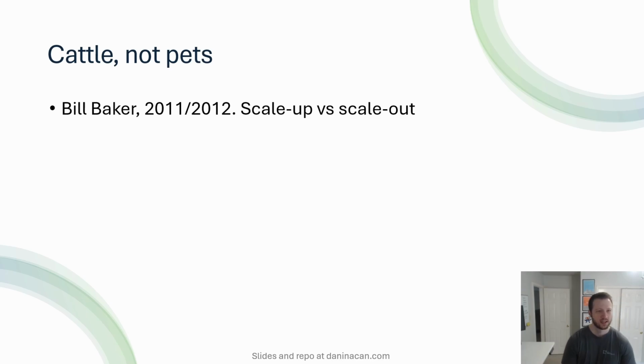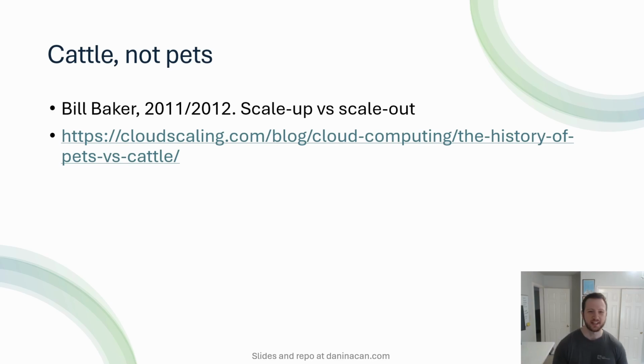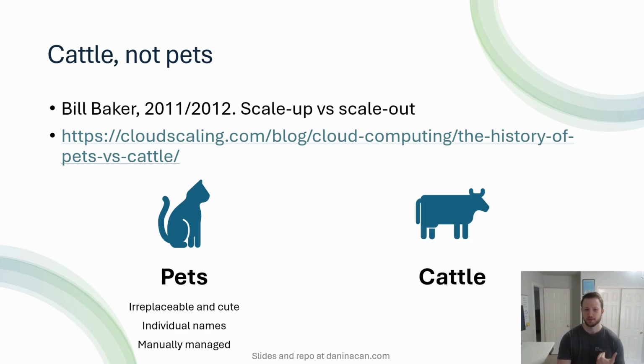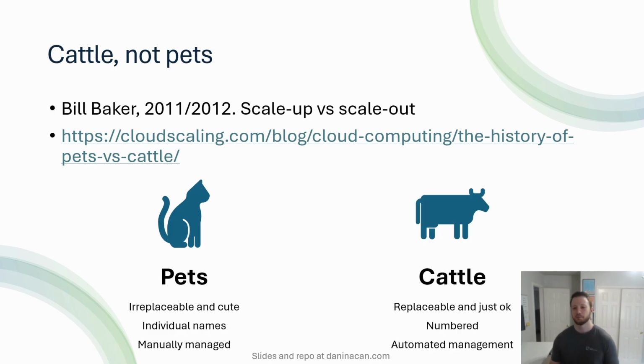Okay, now the final thing for these infrastructure concepts is this idea called cattle, not pets. This was supposedly coined by Bill Baker. You can read up on it here if you'd like to see a history of that. The idea is you should treat your infrastructure like cattle, not pets. A pet is irreplaceable and cute, right? You name your pets. You definitely manage them yourself, individually, manually. Your infrastructure should be treated more like cattle, where it's replaceable and just okay. You're not trying to get rid of your infrastructure, right? You're not trying to replace it. But it should be no problem at all to replace it, right?